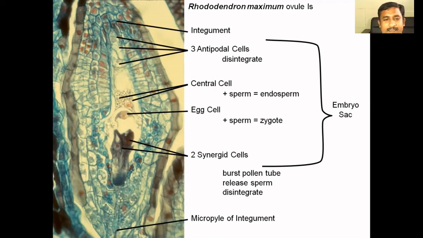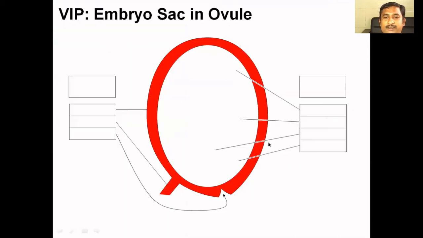Everything I have depicted in pictorial form is a cross section view of real plant tissues, showing how different cells are arranged and distributed. For example, here the central cell, the polar nuclei, becomes the endosperm, and this one becomes the zygote, up to fertilization. And the two synergid cells release and disintegrate. Okay, that's how the process goes.